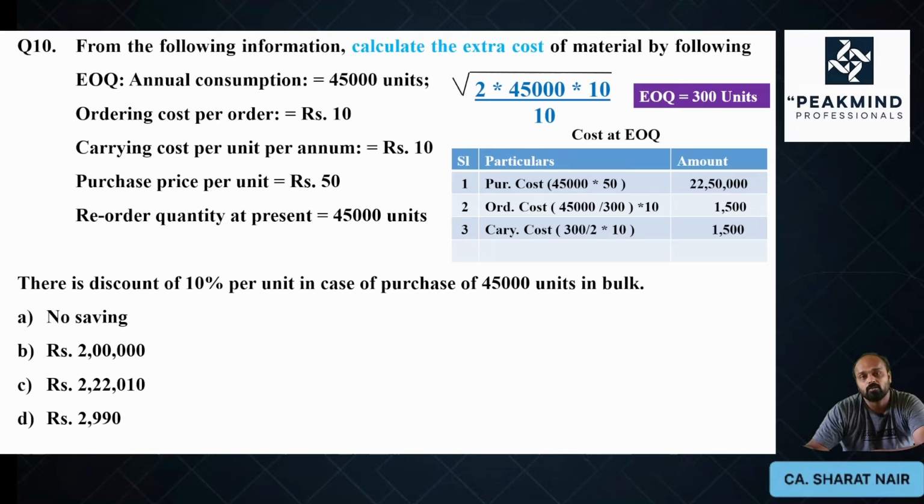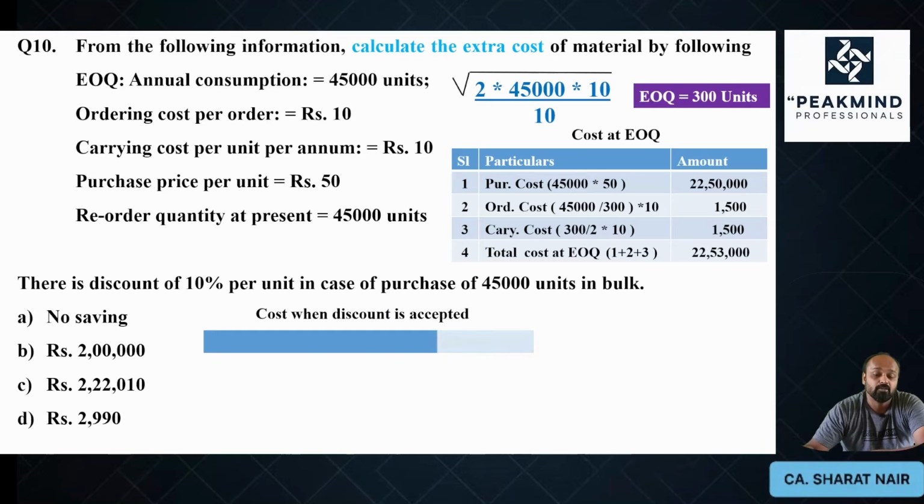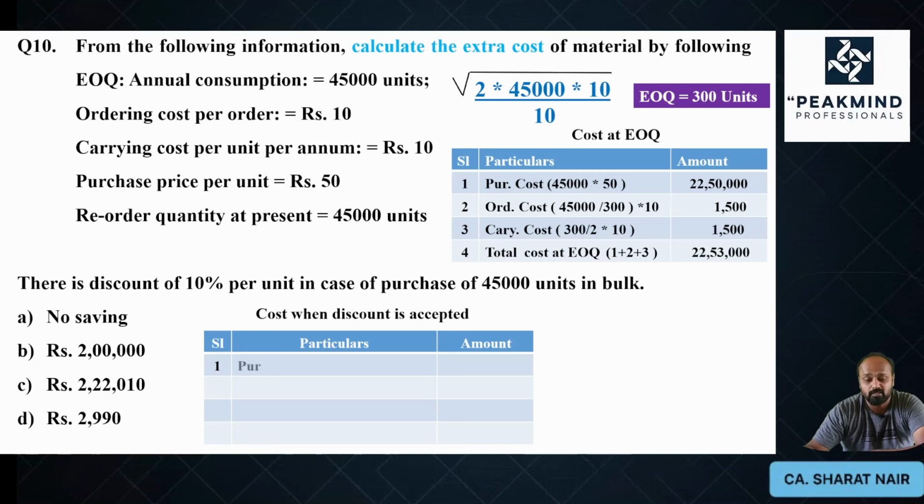So total cost at EOQ will be 22,50,000 plus 1,500 plus 1,500. It will be 22,53,000. Now next case, if you are buying at one complete lot, what will happen if you are accepting the discount offer? Yes, of course, my purchase cost will come down, because purchase cost will be 50 minus 10 percent, so it will be only 45. So 45,000 into 45, it will be 20 lakh 25,000.